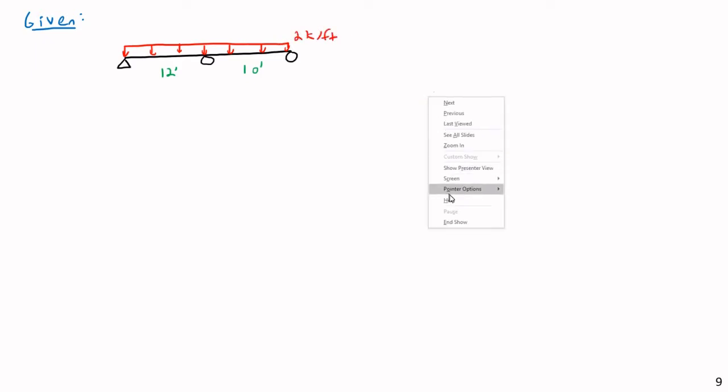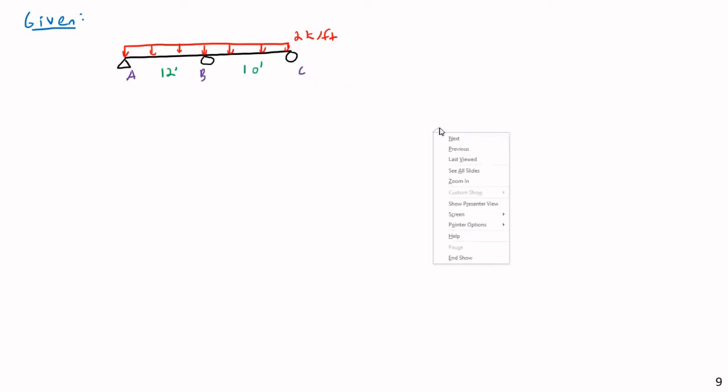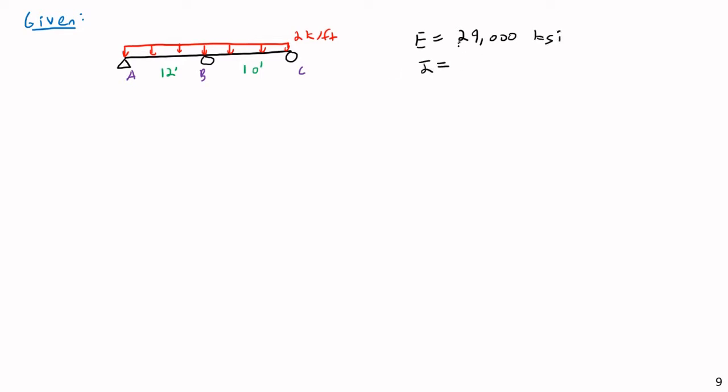And we're also given a bit of information about, let me show first some point labels. This is going to be point A, point B, and point C, no great surprise there. We are also told a bit about the material property and our cross-sectional properties. The relevant material property here is the modulus of elasticity, and this is 29,000 ksi. And the moment of inertia I for our strong axis bending is going to be 300 inches to the 4th power.